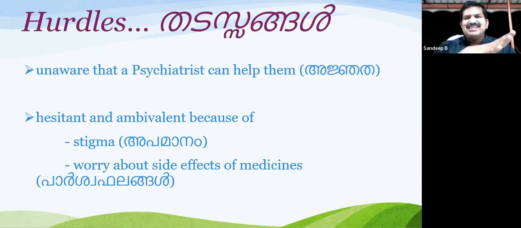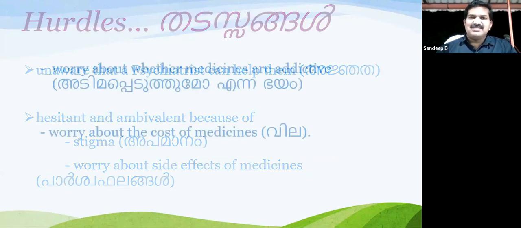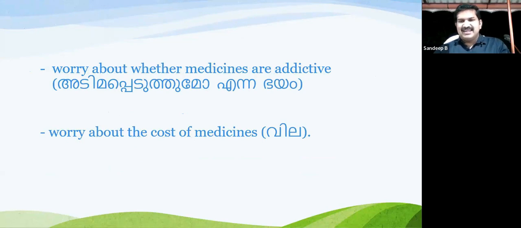So these are a series of symptoms that I enumerated. Many hurdles keep people from approaching the psychiatrist because of stigma and ignorance. They worry about side effects of medicines, and whether the medicines are addictive. Actually, among psychiatric medicines, only the benzodiazepine group is addictive, but people fear that all the medicines are addictive. Even with benzodiazepines, a good psychiatrist would prescribe them only in a very rational way.